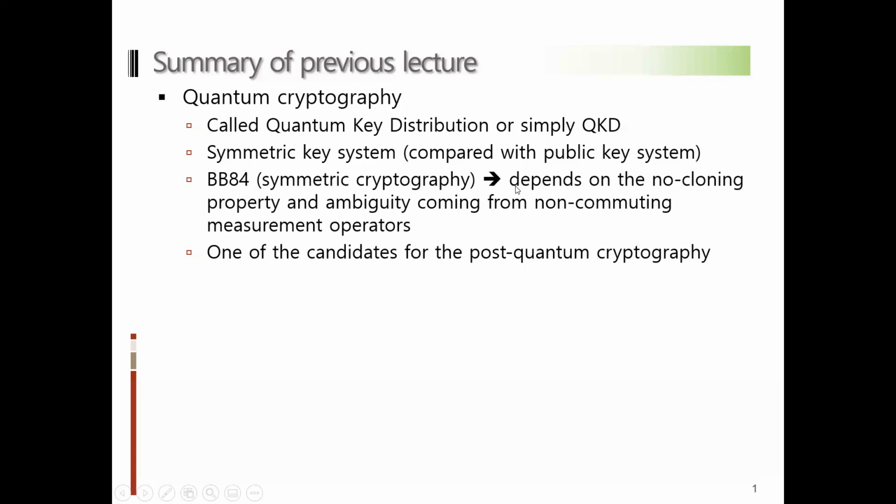If you think about it carefully, you will realize that the main reason this works is because of the no cloning theorem, and the ambiguity coming from the non-commuting measurement operators. This is sometimes also referred to as the uncertainty principle of quantum mechanics.